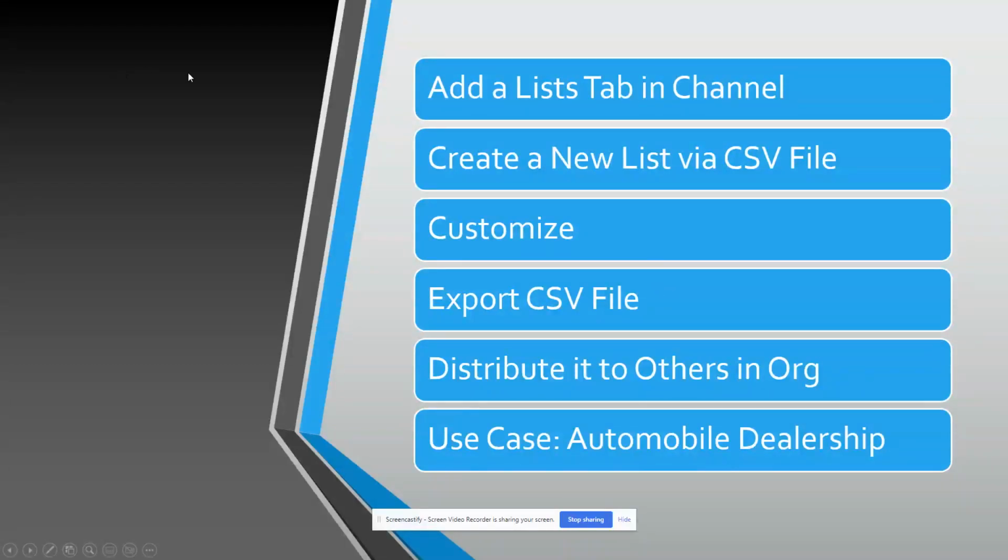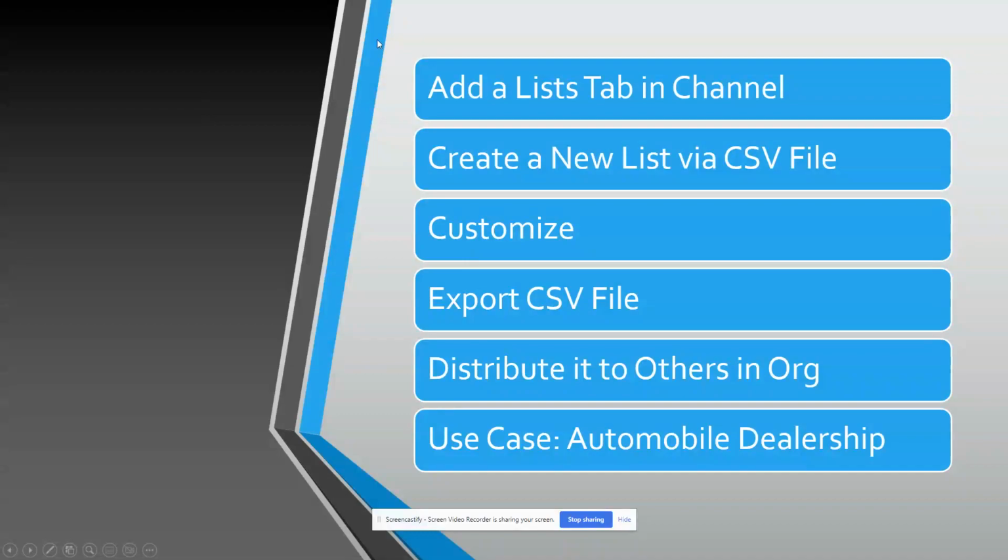So in this video, we are going to add a new list in a Teams channel, and then we are going to use a CSV file, which is an automobile dealership data input, and we're going to create a list out of that. Then we're going to do some customizations in the list, and then we're going to export it as a CSV file and then distribute it so that it can be used in other departments as well.